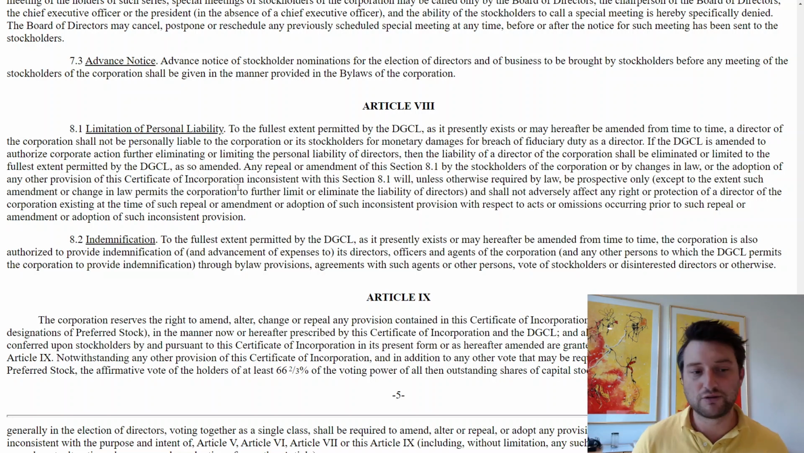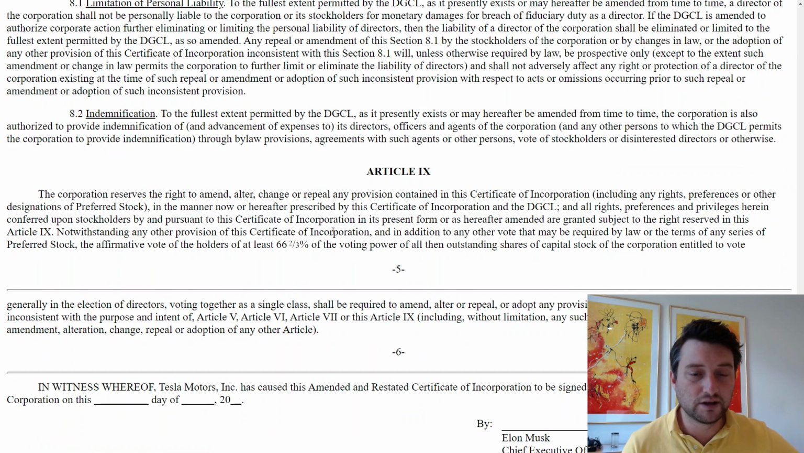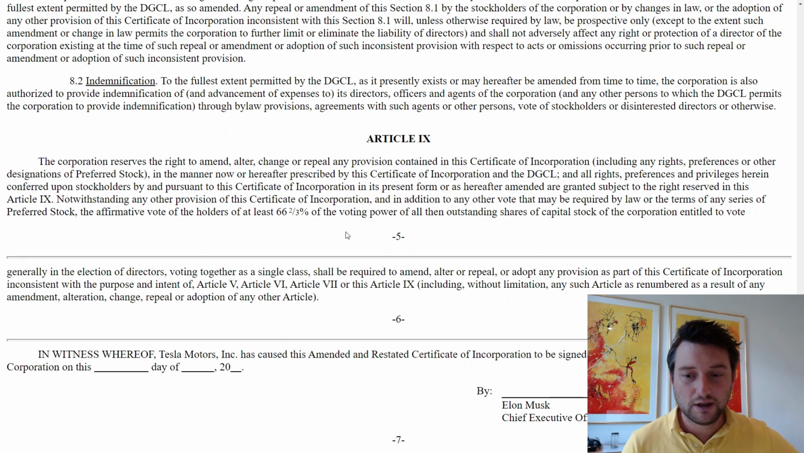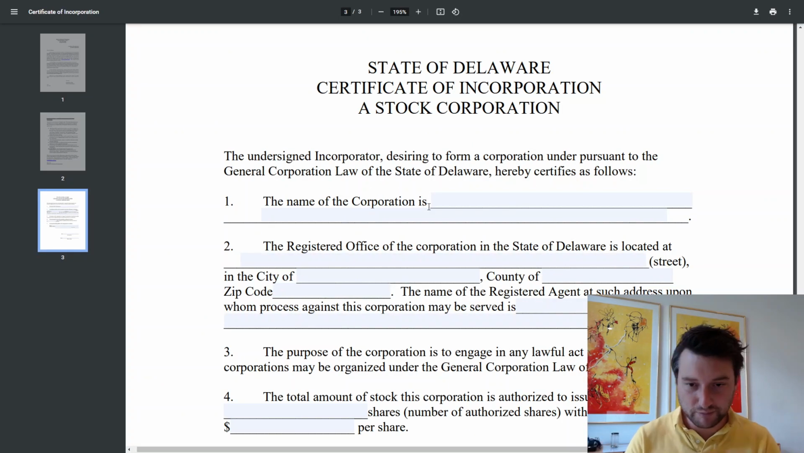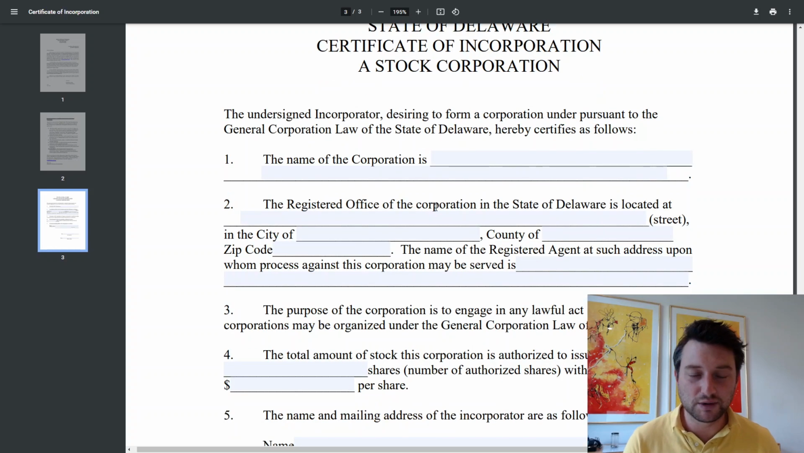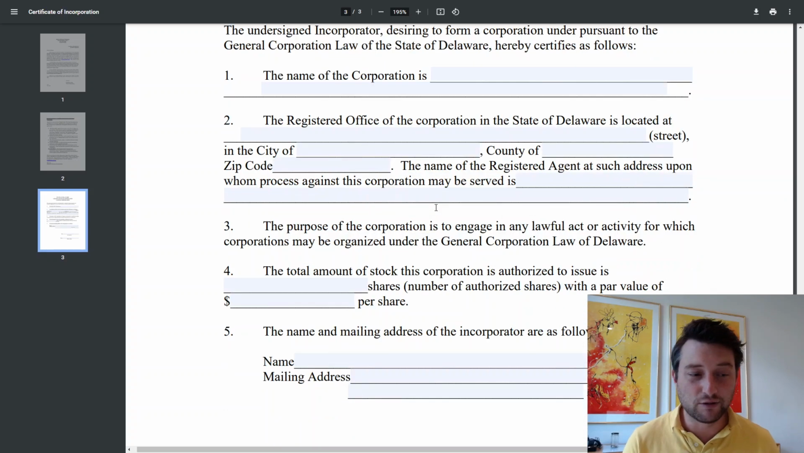So here's where they try to add provisions to limit the potential exposure for directors in the event they do breach their fiduciary duty owed to the company and the shareholders. Let's see, so Article 9, so yeah, more stuff. But the point is, if we go back here, this is what's required. This is the bare minimum to have in order to set up a corporation in Delaware. Obviously, if there's more pieces to your business that you want to be included in the initial certificate of incorporation, you can add additional articles and add more provisions.